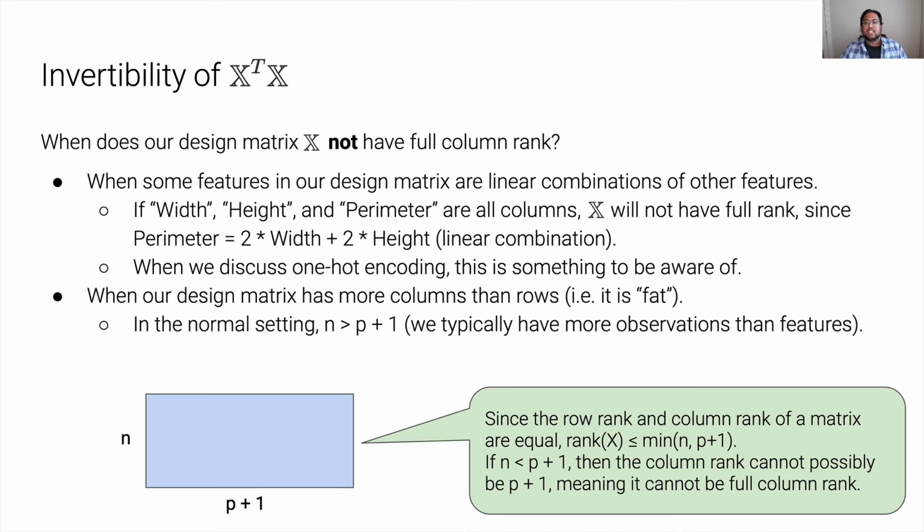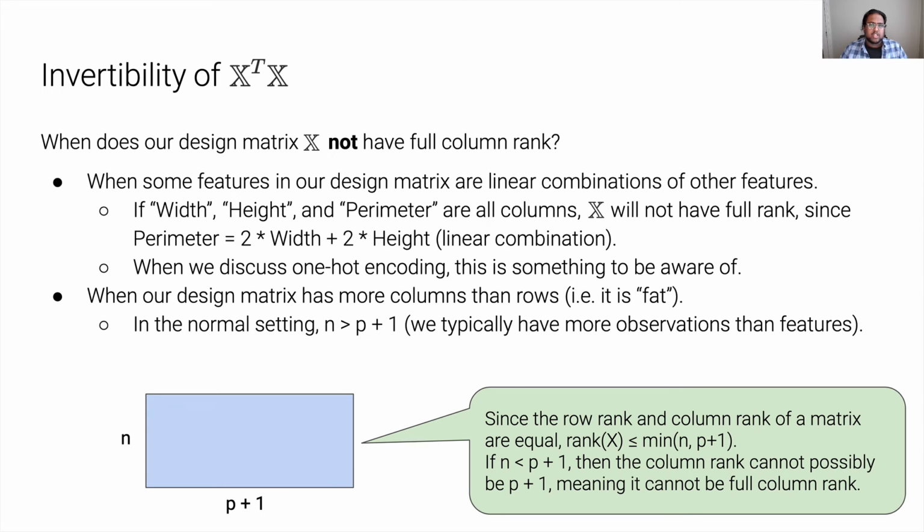If this happens, it is not the case that all of the columns in our design matrix are linearly independent, because you can write at least one of the columns as a linear combination of other columns, and that violates the property of columns being linearly independent. So for example, if width, height, and perimeter are all features that we are using, and they're all columns in our design matrix, it will not have full rank, right? Because you can write perimeter as 2 times width plus 2 times height, which is a linear combination of width and height. So that's one scenario to look out for, and this will be quite prevalent when we discuss one-hot encoding in the feature engineering lecture.